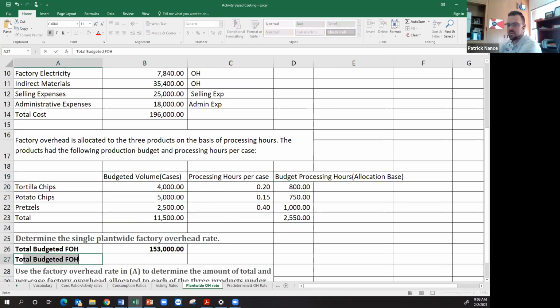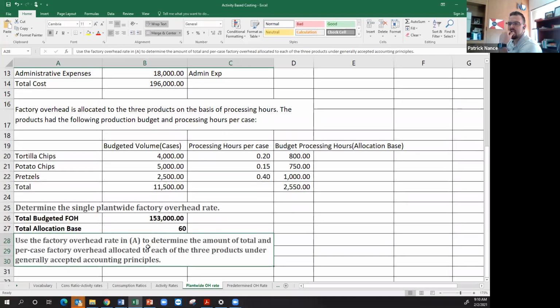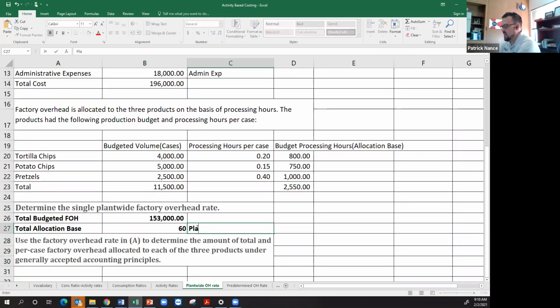So now I've got my total allocation base of 2,550 hours. I can take my total budgeted overhead, 153,000, divided by my allocation base of 2,550, for $60. This is my plant-wide overhead rate.